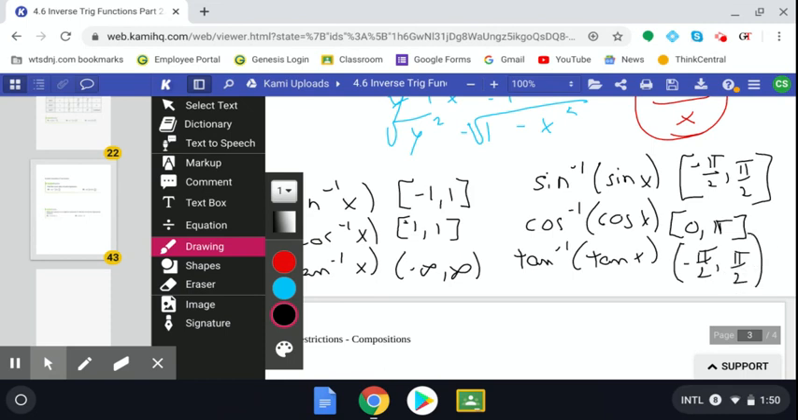Okay. So that's it for inverse trig functions and composition with inverses. Thank you.